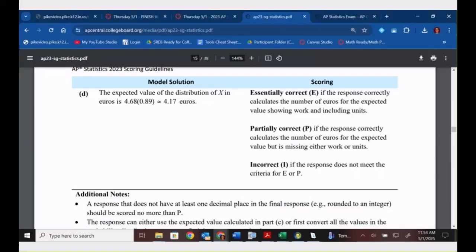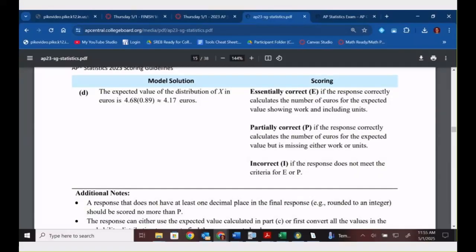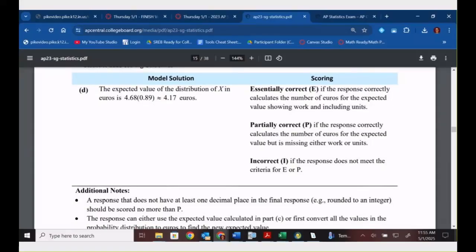Partially correct if they only calculate the number of euros for the expected value, but is missing either the work or missing the units. If you are missing the work and the units and you just have the value of 4.17, unfortunately that would be an incorrect. That would be an I. So showing supporting work, that you're multiplying these two pieces together and putting that label of euros on the answer would get you an essentially correct.